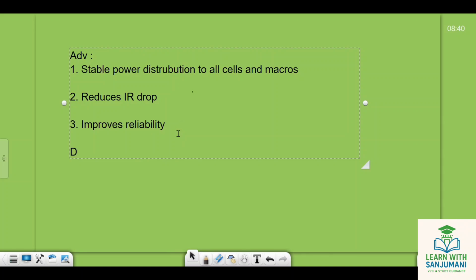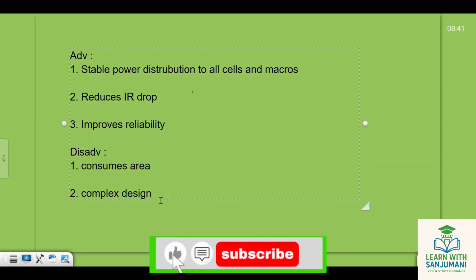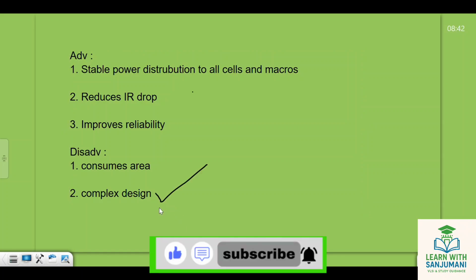Now coming to the disadvantages. It consumes area. Yes, consumes area. Those rings and straps take chip space. We have limited space on the chip, but inside that we need to provide everything the chip needs. Now it consumes more area and it has a complex design. In this complex design it needs careful power planning and analysis also.